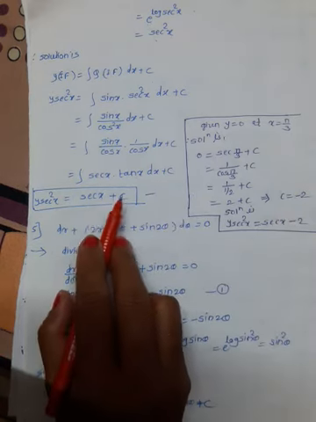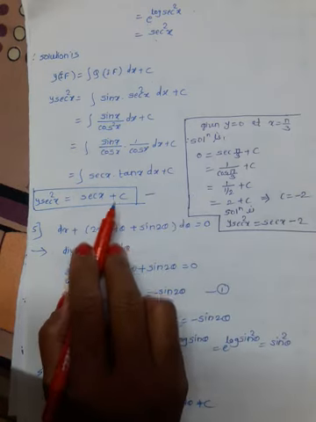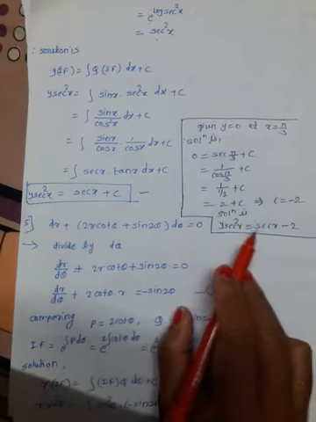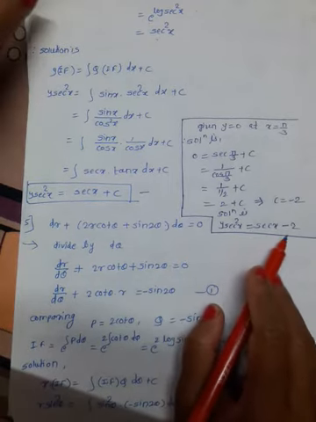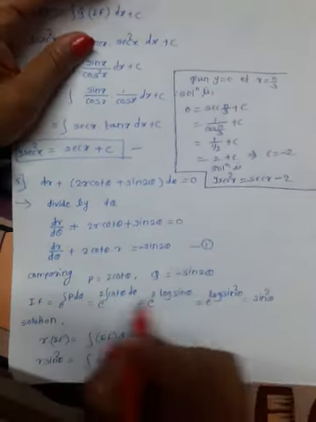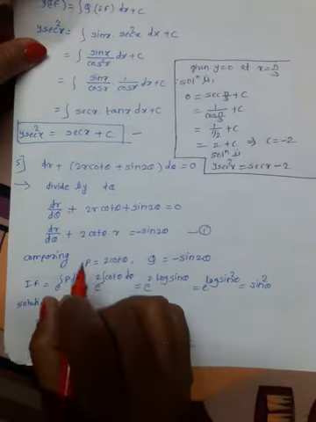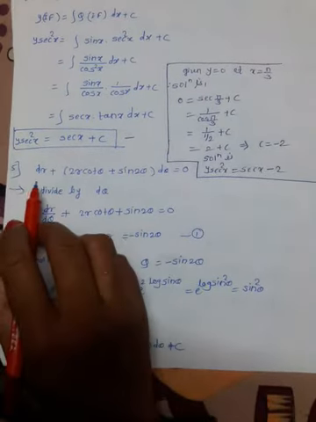Put this value of c in this equation. Solution, we get y sec square x is equal to sec x minus c, that is minus 2. Okay, now let us see the next example.